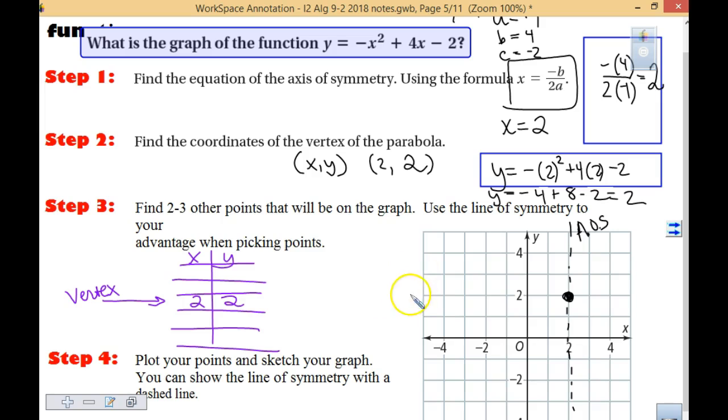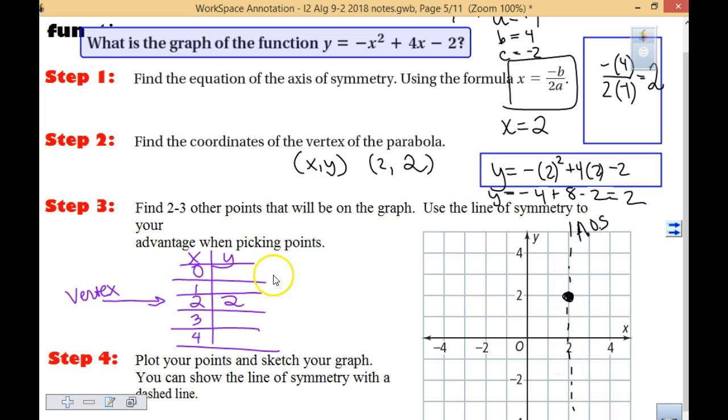So now we want to pick points that are close to 2, 2. So I'm going to go with 1 and 0. Oh, that's nice, 1 and 0. 0 is going to be super nice when I plug it in, right? And then on this side, I'm going to go with 3 and 4. Because I know that 3 is the same distance that 1 is away from this point 2, which is my axis of symmetry.